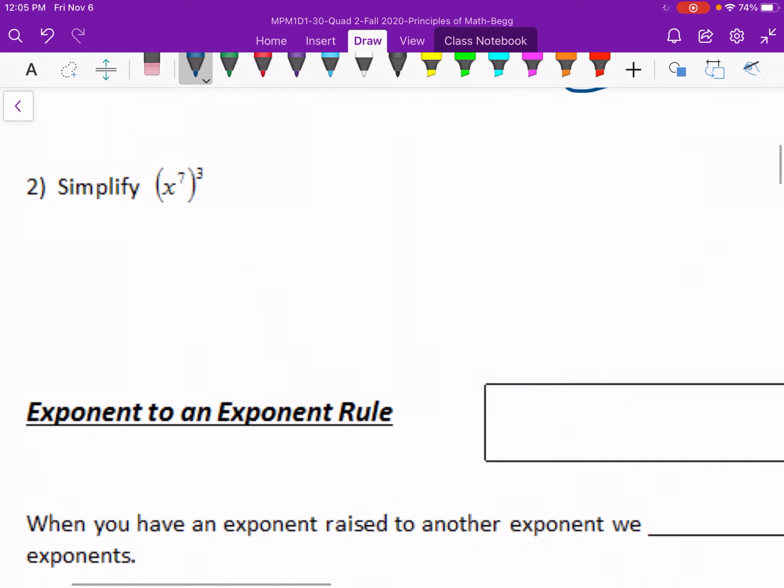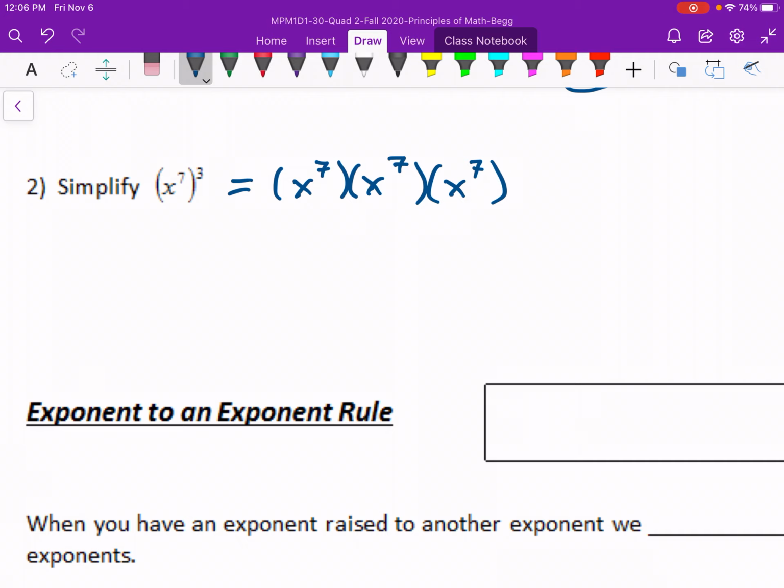How about this? Simplify x to the 7 all to the exponent 3. Well, we know that this exponent 3 here, being on the brackets, is going to multiply the entire bracket times itself 3 times. So this is the same as x to the 7 times x to the 7 times x to the 7, right? So instead of doing x to the 7 to the exponent 3, we could write it out as x to the 7 3 times.